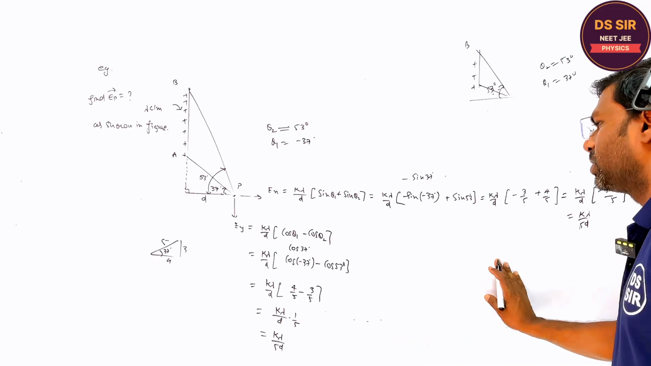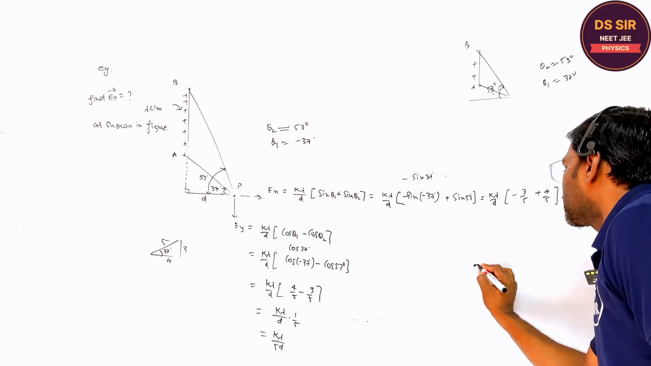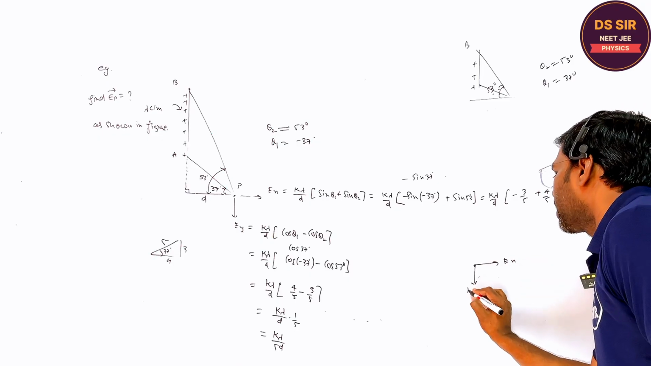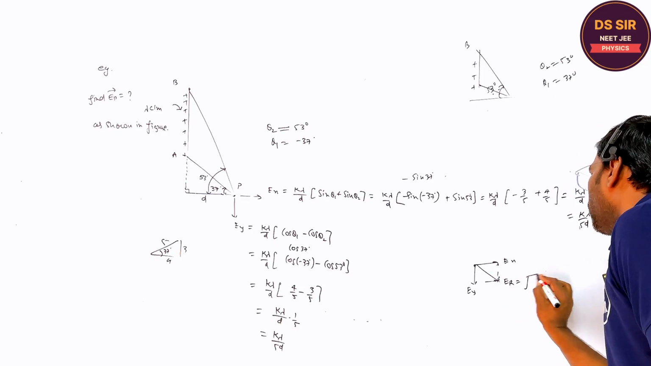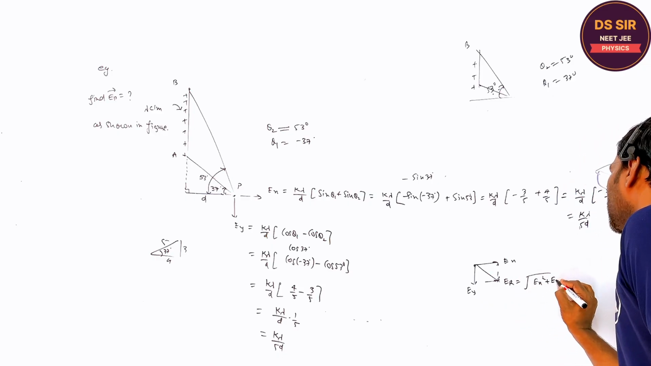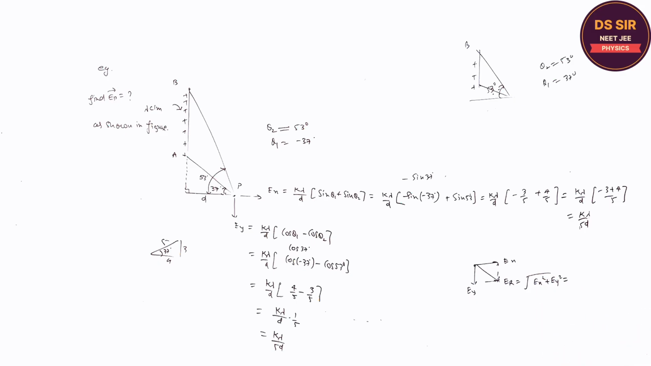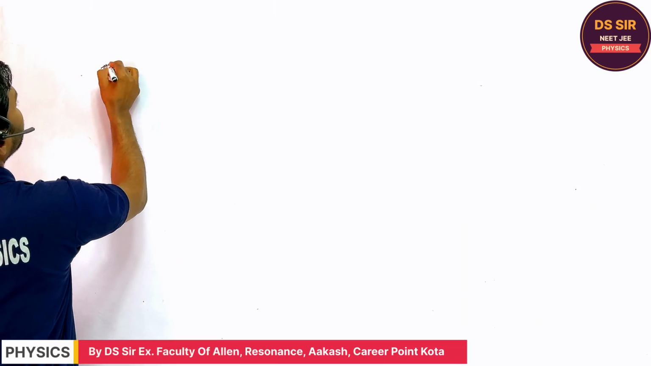So if you know the Ex and Ey, the resultant electric field is root over Ex square plus Ey square, because Ex and Ey both are the same. Therefore it may be written as k lambda upon 5d whole square plus k lambda upon 5d whole square, which is equal to k lambda upon 5d root 2, the resultant electric field. Copy this.